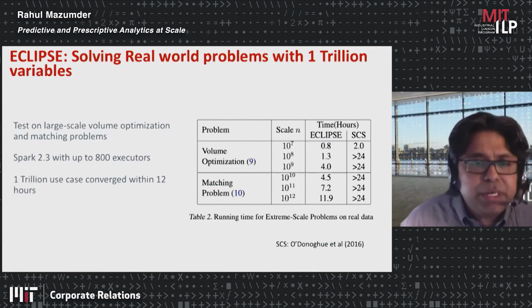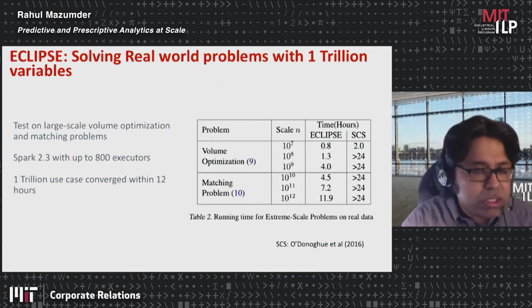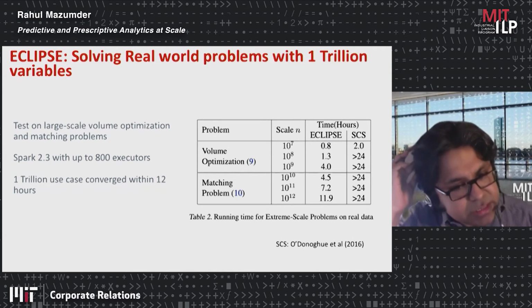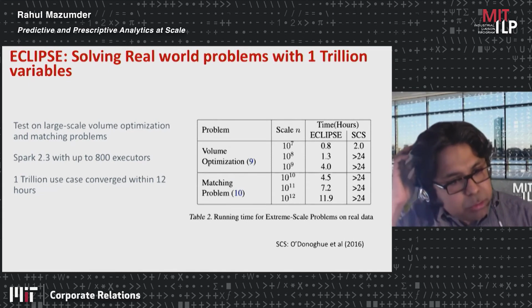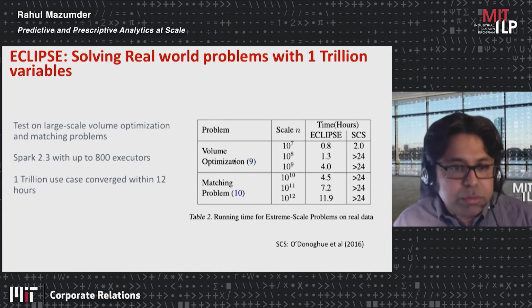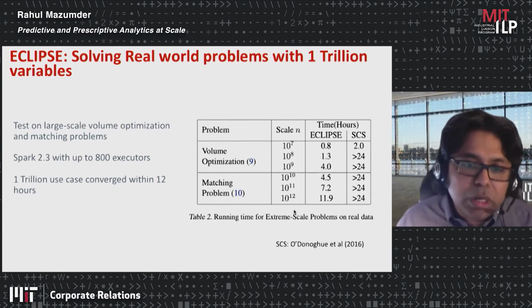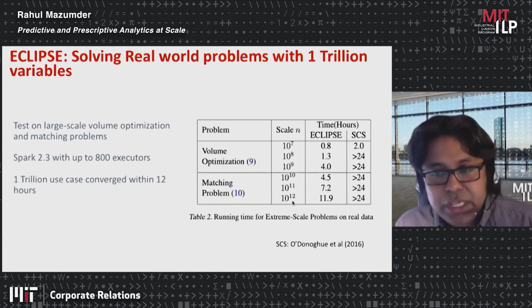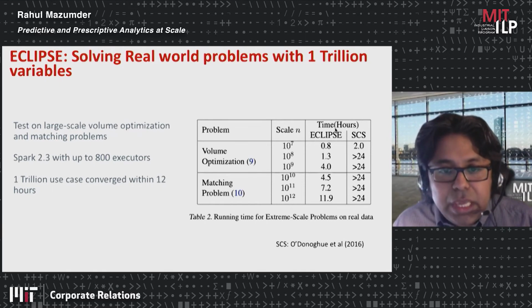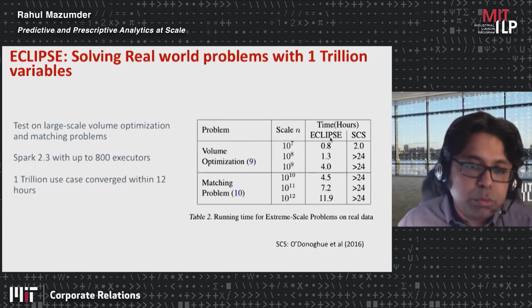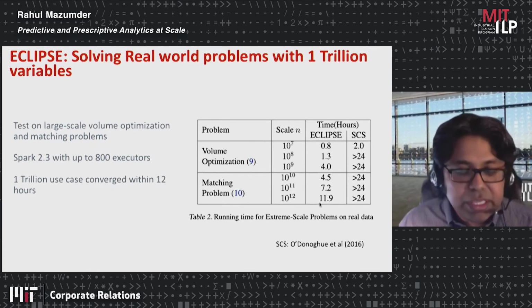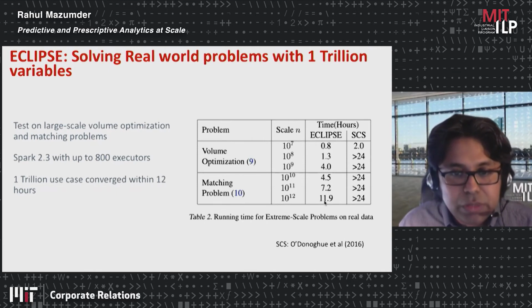But I'd like to wrap it up by talking about how this method can solve problems of unprecedented scales on proprietary data. This is a test on a large-scale volume optimization problem as well as a matching problem. We look at both volume optimization problems and matching problems. We go up to problem sizes of up to 1 trillion variables. And if you're looking at the time taken to run this algorithm, Eclipse, which is our proposed algorithm, can solve a problem with 1 trillion variables in under 12 hours.